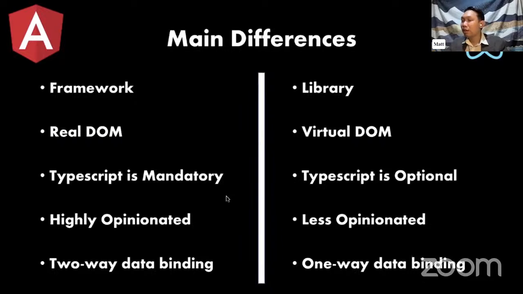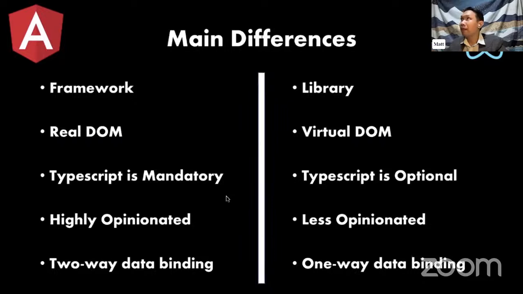Okay. Then the third point is that TypeScript is mandatory in Angular, while in React, it's optional. So even if you don't know TypeScript, you could still do React. Then the fourth point is that Angular is highly opinionated, meaning there is a specific way of doing things. While in React, you're more free. It's very easy to experiment. Now, the last point: Angular has two-way data binding, while React doesn't, but you could still do two-way binding. It's just that you have to create your own function to do two-way data binding in React.